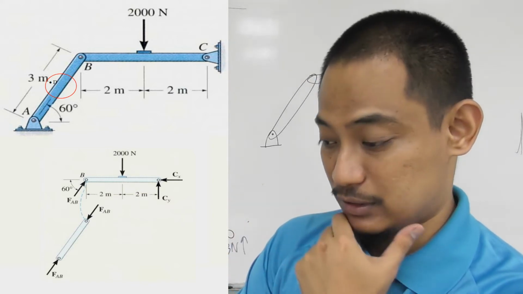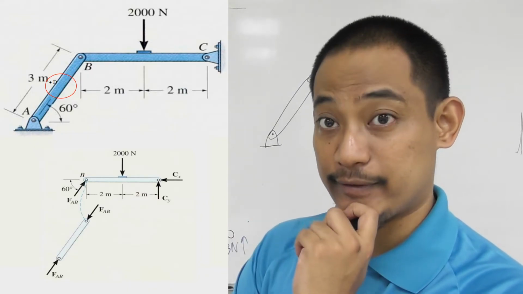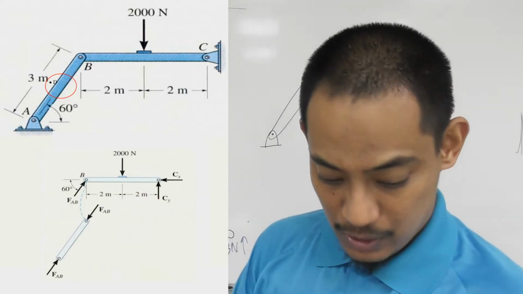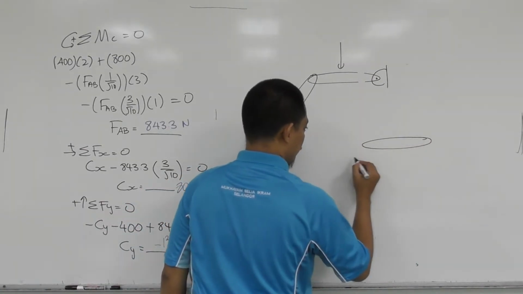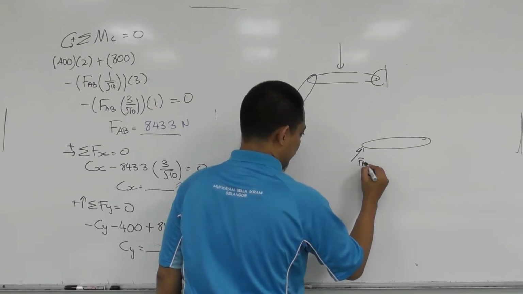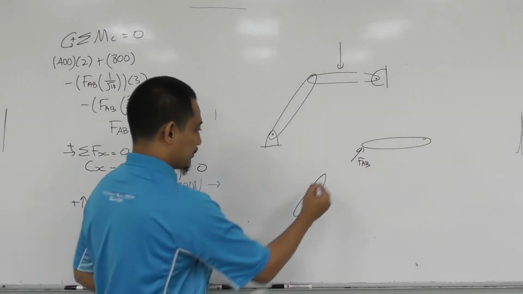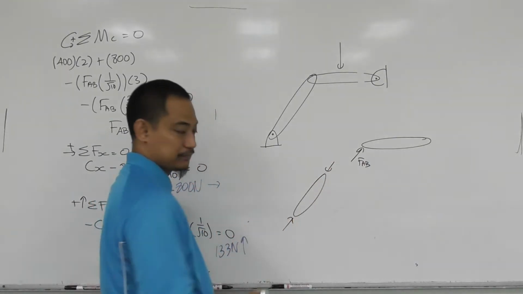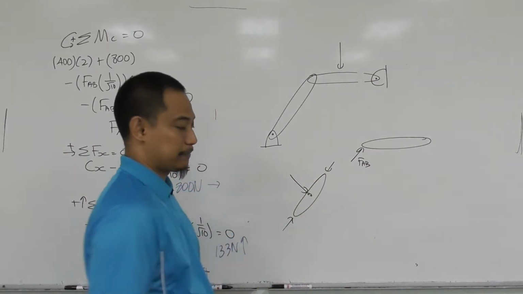Otherwise, I'll just go straight to the answer, right? So it should become BX and BY, right? Hopefully you understand that. Why? Because originally this FAB is there because this is a two force member, right? When you have a two force member, then you have something like this. But the question says when you have a force here, right? So let's say it's like that.